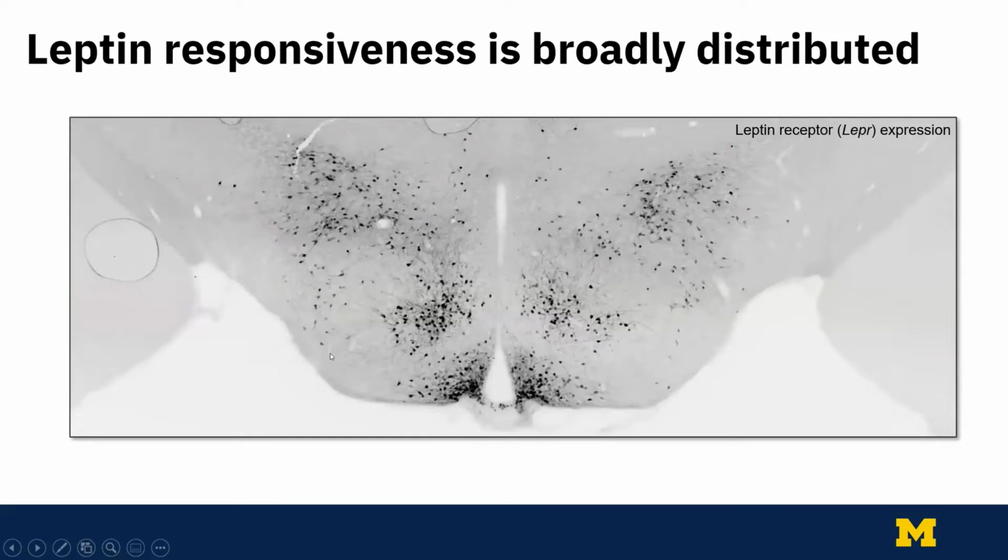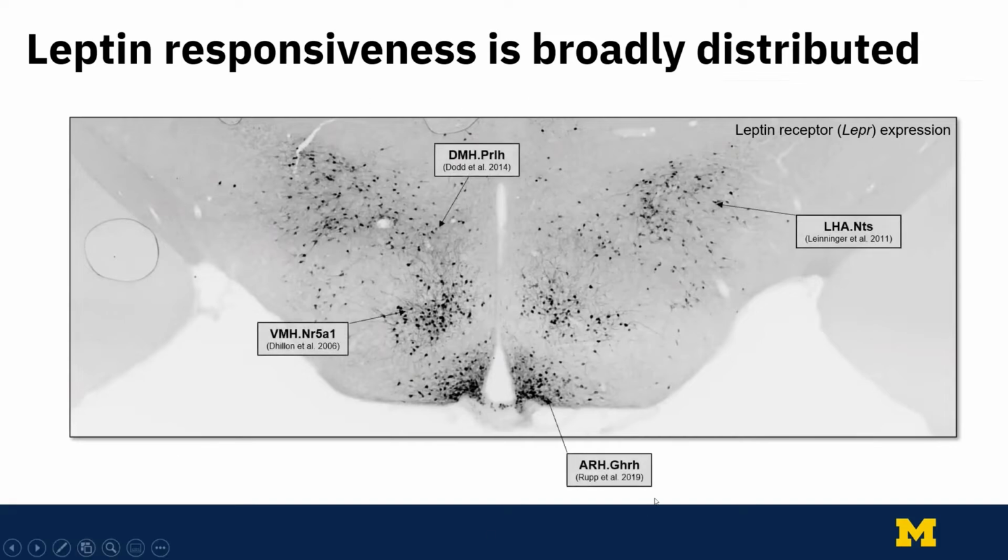So this is, for example, just one coronal plane through the hypothalamus. You can see the arcuate down here, then also the ventromedial hypothalamus, dorsomedial, and lateral hypothalamus. And there are many leptin receptor populations that are likely unidentified. As a field, there's been a concerted effort to identify molecularly defined populations of leptin receptor cells. So, for example, many groups have identified unique populations in the VMH or the DMH, LHA, and so on.